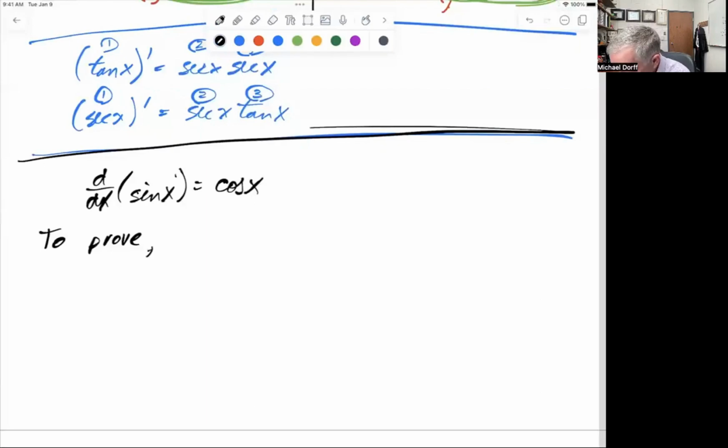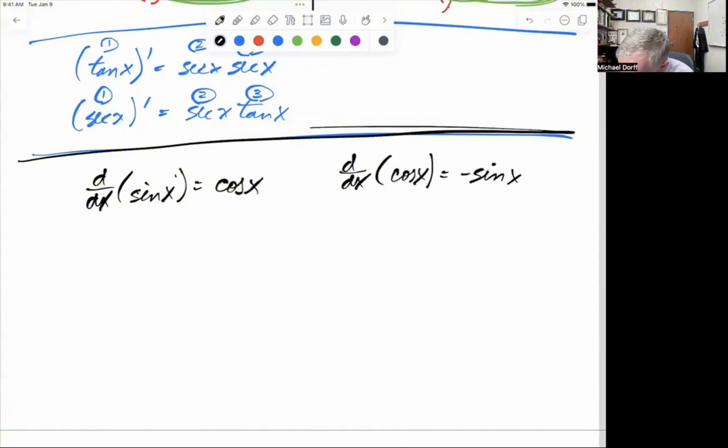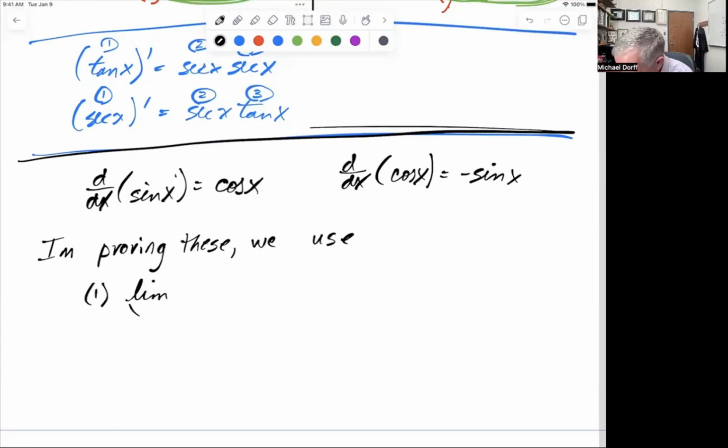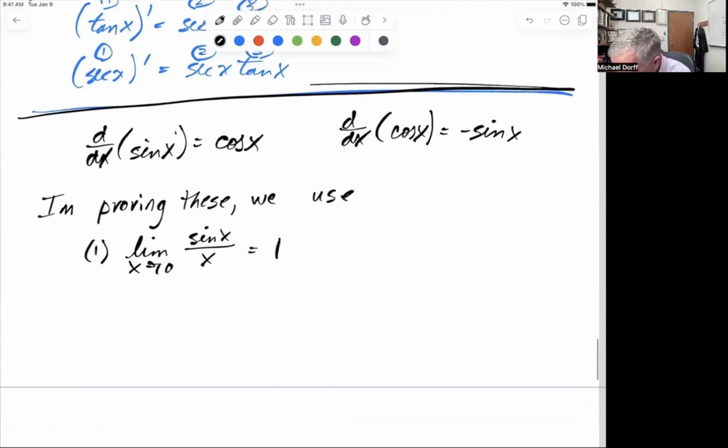So to prove this, okay, let me do this. I've got these two results here. The derivative of cosine is minus sine. And in these, we use the two limit results. The one is the limit as x goes to 0 of sine x over x equals 1.